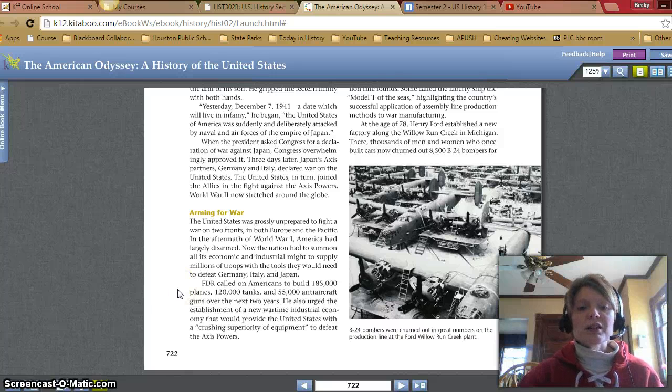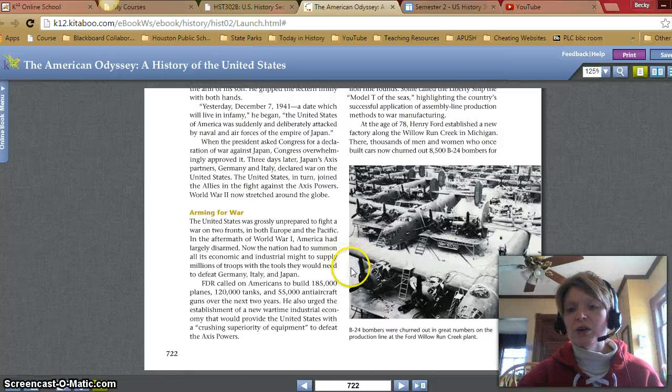FDR called on Americans to build 185,000 planes, 120,000 tanks, and 55,000 anti-aircraft guns over the next 2 years. He also urged the establishment of a new wartime industrial economy that would provide the United States with a crushing superiority of equipment to defeat the Axis powers. And here's the picture at the bottom right. B-24 bombers were churned out in great numbers on the production line at the Ford Willow Run Creek plant.